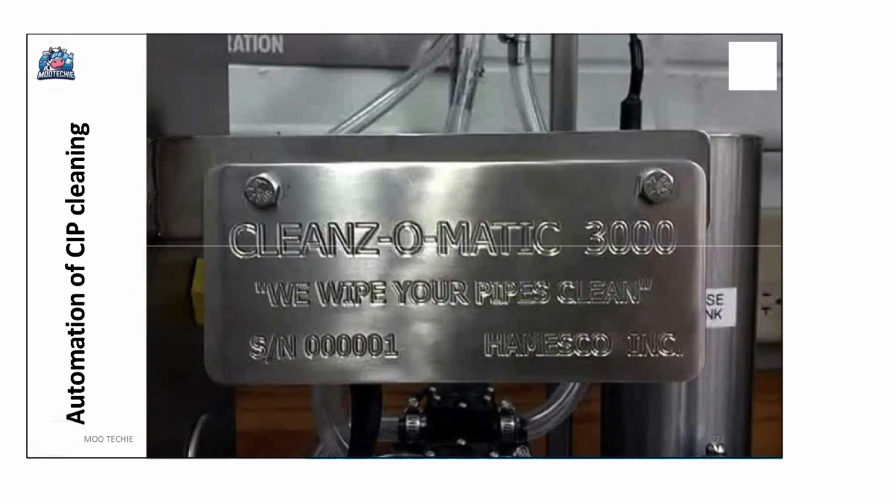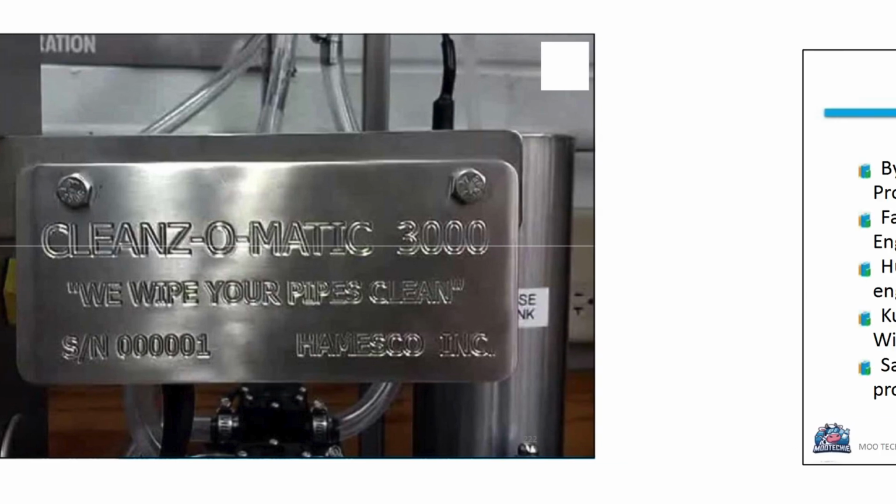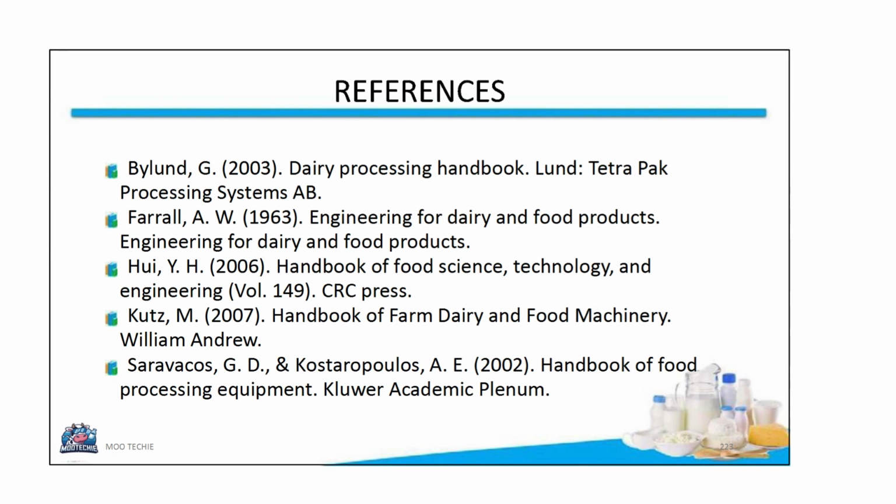We end with the references for this unit, which include essential handbooks from authors like Bylund, Walstra, Hui, Kutz, and Saravacos and Kostaropoulos. These texts provide the foundational knowledge for dairy processing and equipment engineering.